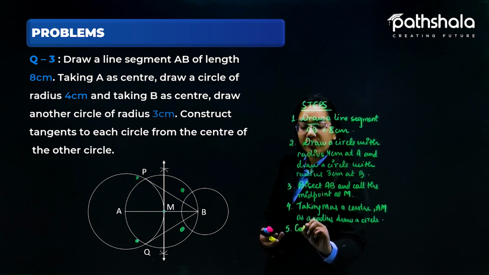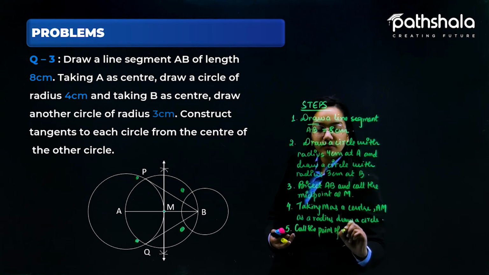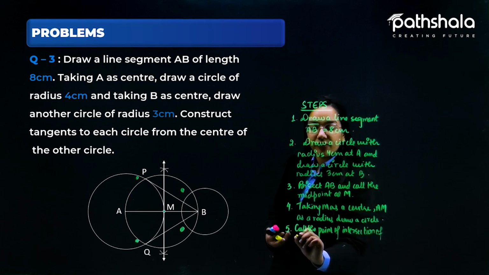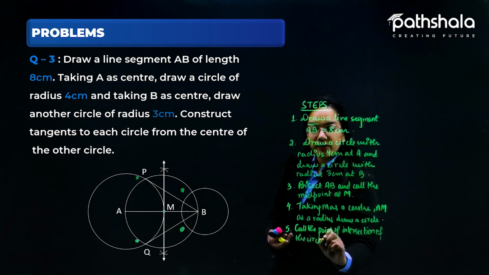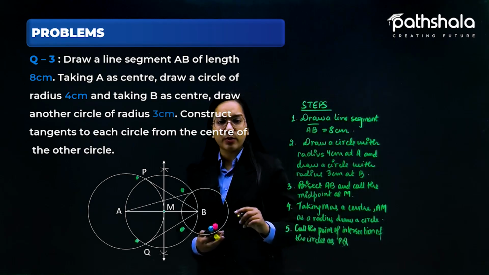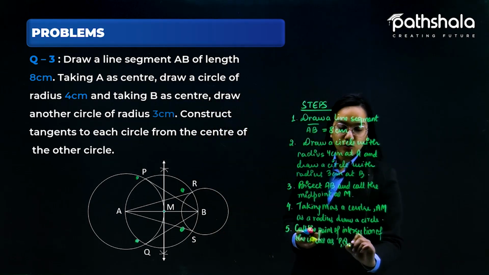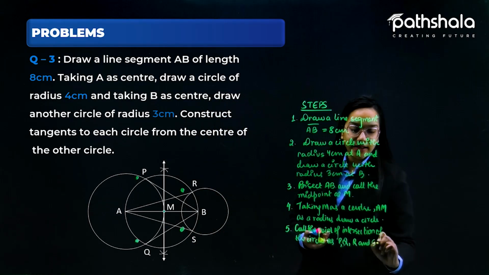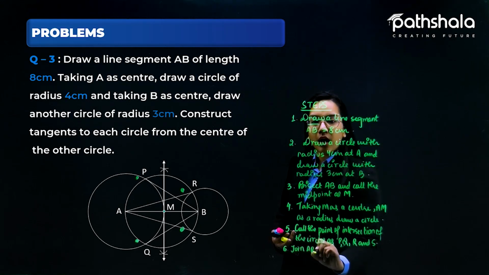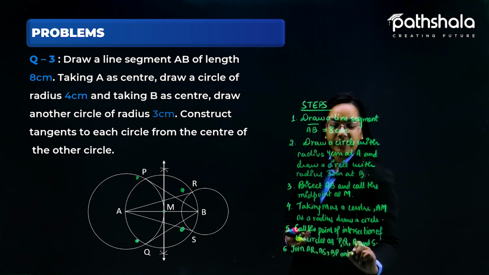So call the points of intersection of the circles P, Q, and let us suppose I'm taking the other one as well. This one I'm calling R, this one I'm calling S. P, Q, R and S. And the sixth step would be to join AR, AS, BP and BQ.